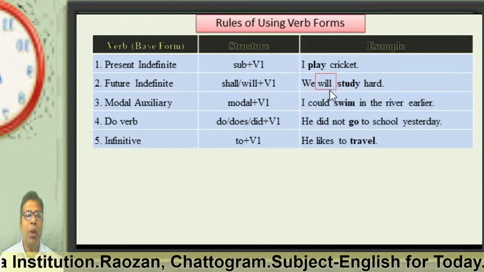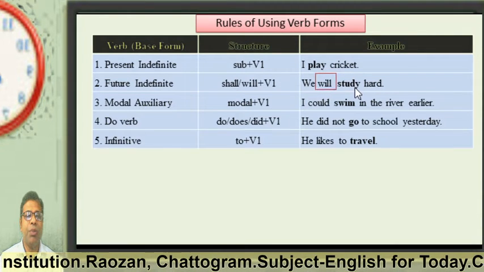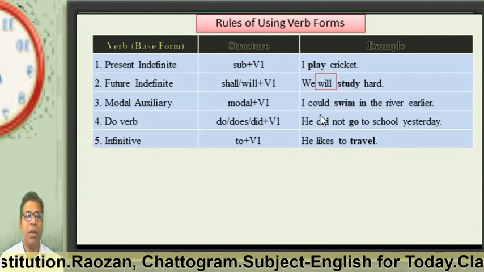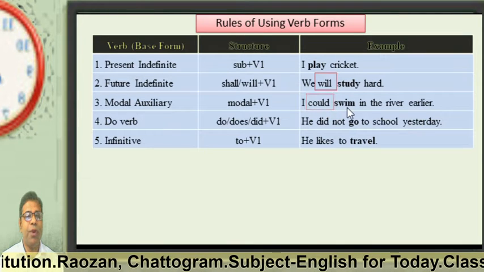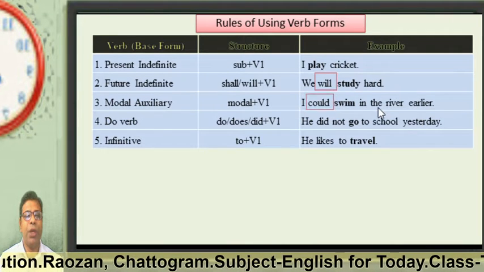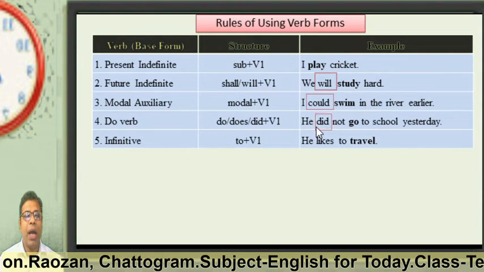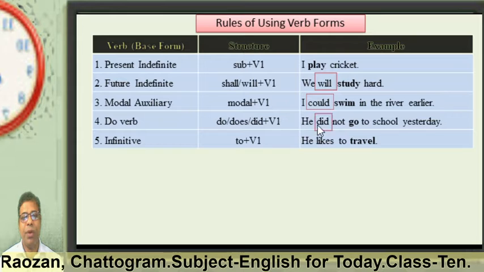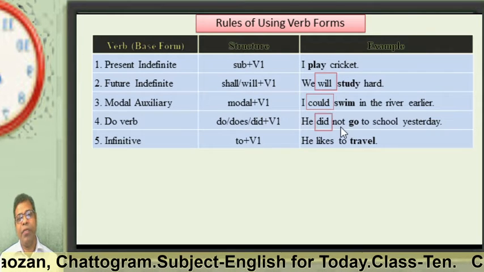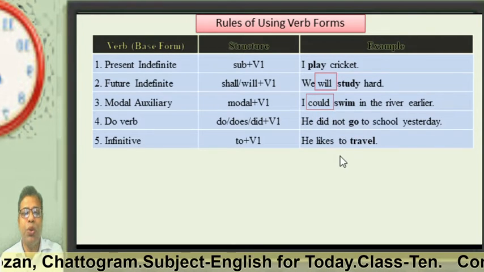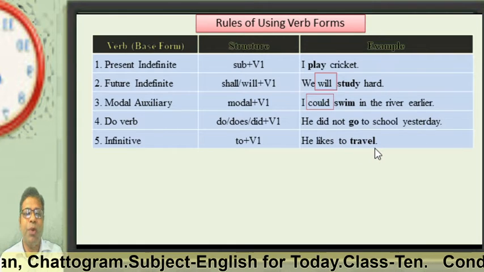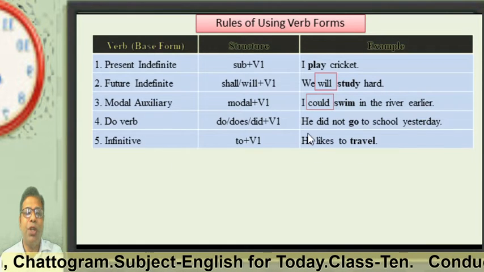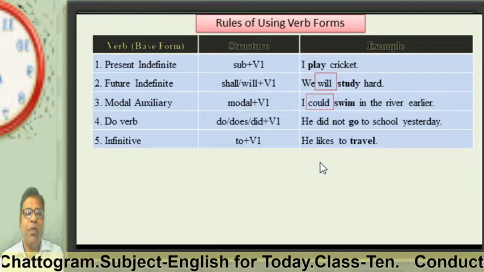We will. After will, you have to use base form. We study hard. Could. This is base form. Swim. I could swim in the river earlier. And he did not go to school yesterday. Did. After did, negative, then you have to use base form. And to. After to, you have to use base form. These are the 5 places you need to use base form.